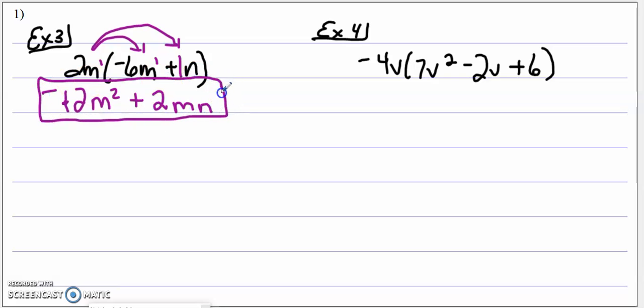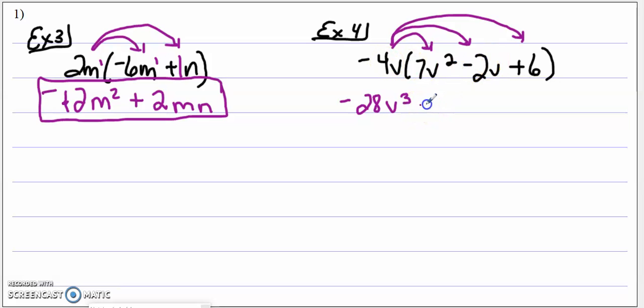Okay? So, does it change if I have 3 numbers inside? Well, no, it doesn't. It doesn't matter how many terms are inside this set of parentheses, you're saying that this -4v multiplies times all of them. So we're just going to repeat what we've been doing. So negative times a positive is negative. 4 times 7 is 28. V times v squared is v to the third.